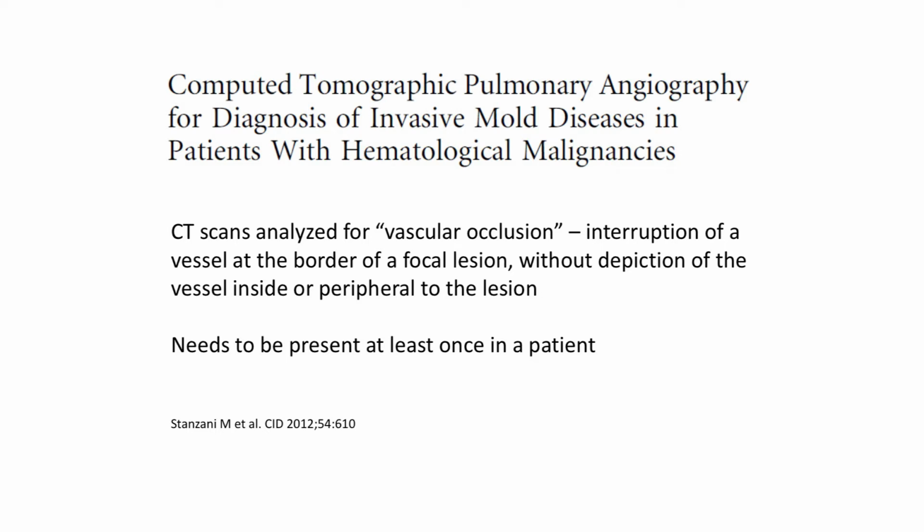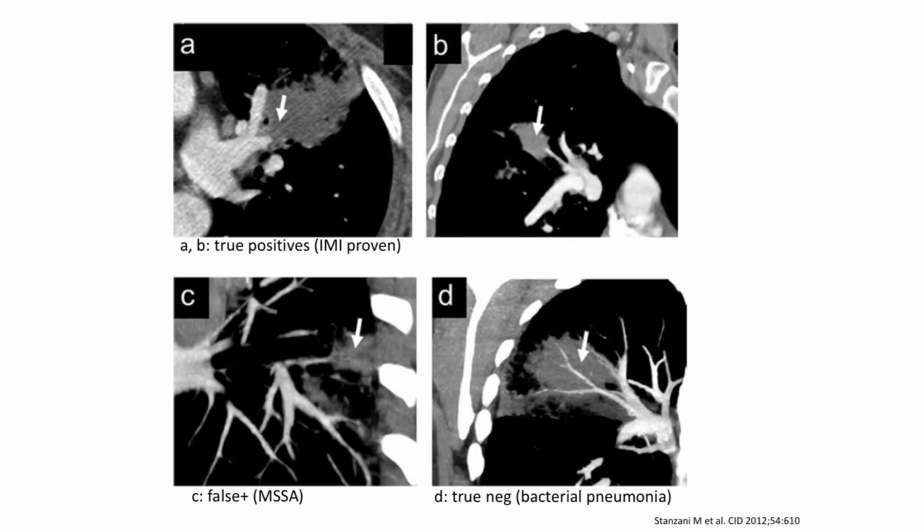You can see what they call a pulmonary artery cut-off sign. So here, the pulmonary artery, this branch is going onwards, but this branch has stopped here, and this was indeed a proven case. And I think this is also a nice case.